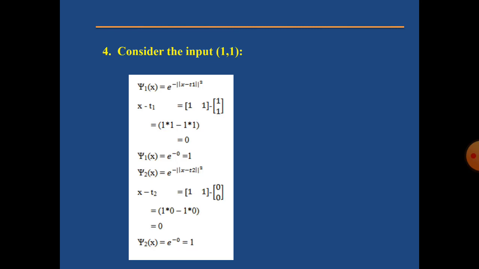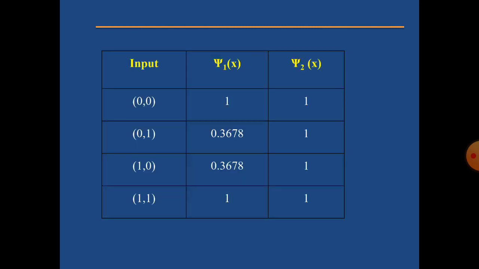So now we have to fill the table. These are the values we got. If you take the input 0 0, psi1 of x is 1, psi2 of x is 1. If you take the input 0 comma 1, psi1 of x is 0.3678, whereas psi2 of x is 1. If you take the input 1 comma 0, psi1 of x is 0.3678, psi2 of x is 1. If you take the input 1 comma 1, psi1 of x is 1, psi2 of x is 1. We have to plot them.